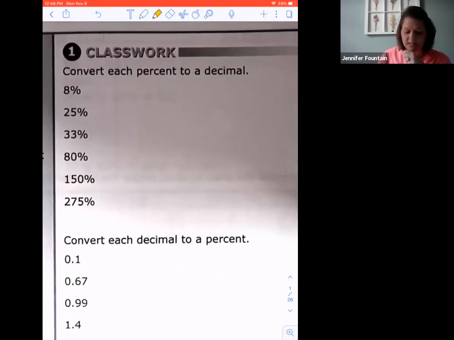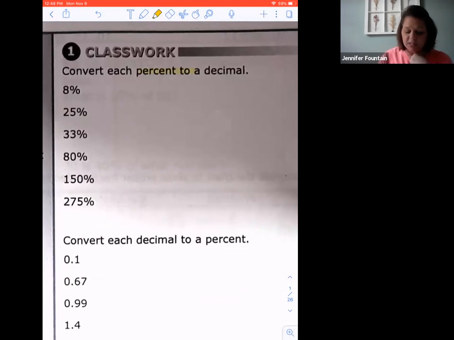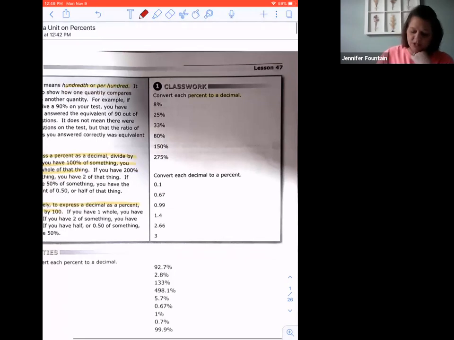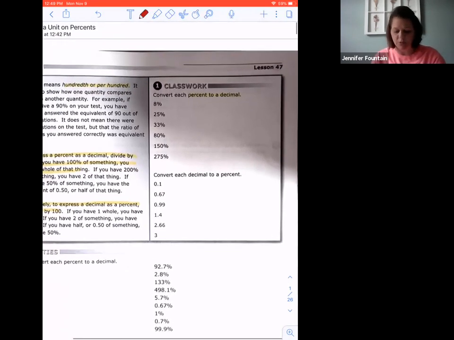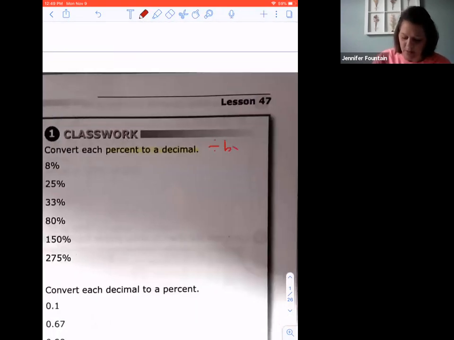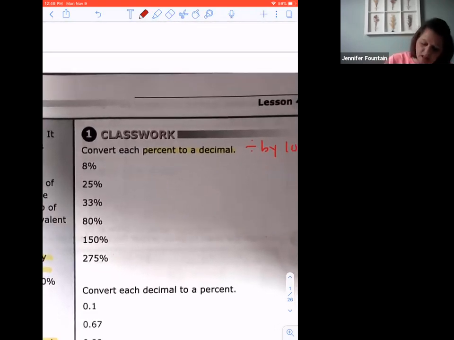All right, so this says to convert each percent to a decimal, okay, is what we're looking at first. So what I want to do is go ahead and make a note here. So we said to go percent to decimal, you need to, well, stretch my screen. There we go. Divide by 100. Okay, so I've just written a note over here to help me remember based on what they told me in my guidelines. So that means here, I'm going to write this as 8 divided by 100.